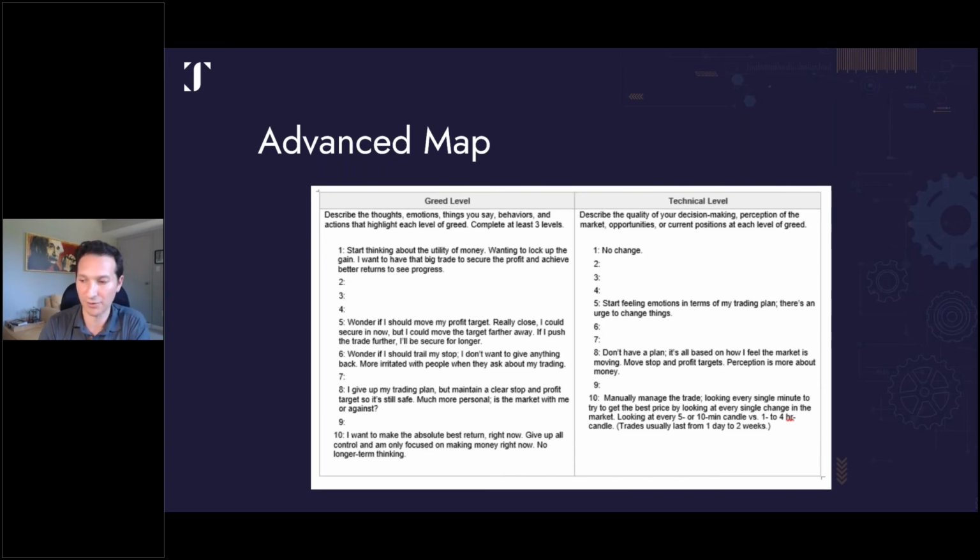As it gets bigger, you can see the largest version of this would be, I want to make the absolute best return right now, and give up all control and only focus on making money right now, no longer term thinking. So that's level 10. Level 10 on the technical side is manually managing the trade, looking at every single minute to try to get the best price by looking at every single change in the market, versus a 1 to 4 hour candle as they normally would.